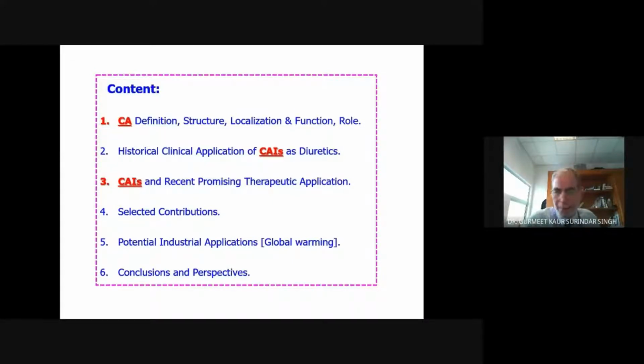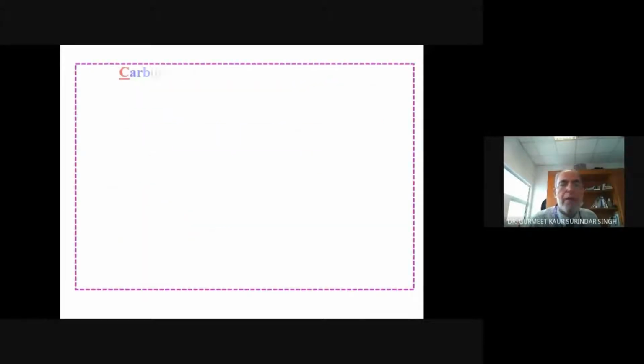We will cover carbonic anhydrase regarding the localization, definition, structure, function, and its historical applications as diuretics, and also the recent application as anti-tumor agents, and also for combating global warming, Alzheimer's disease, and other things, in addition to a few contributions from our side. And we will see what conclusions and perspectives could be drawn.